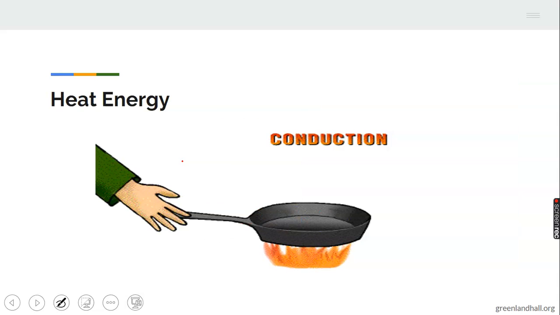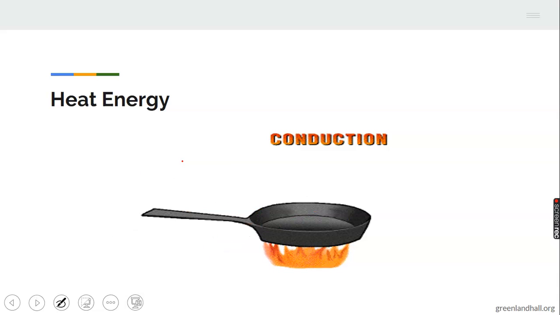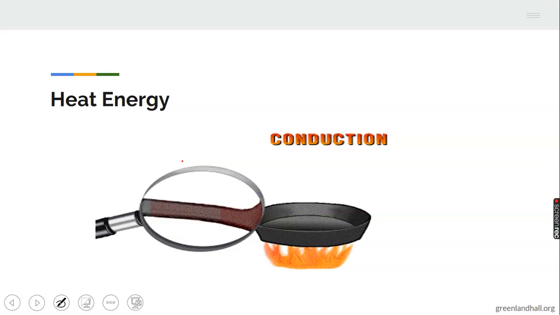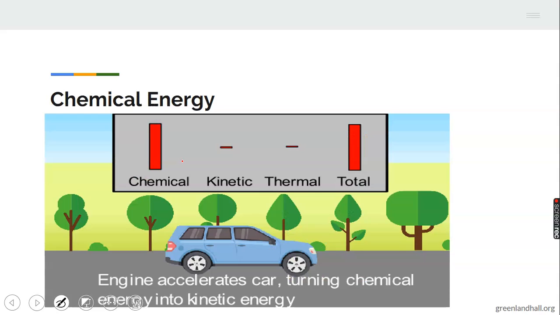We have heat energy. All of us like food, right? We like to eat food. And this food cannot be eaten if it is raw. So we need heat energy to make it soft, to cook it. So heat is very, very important.